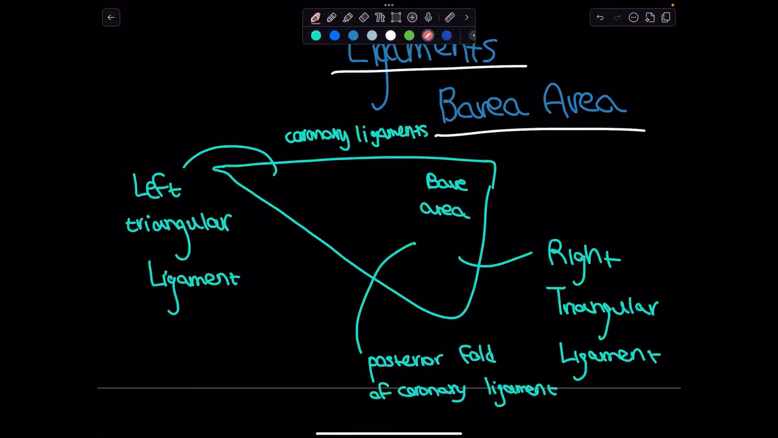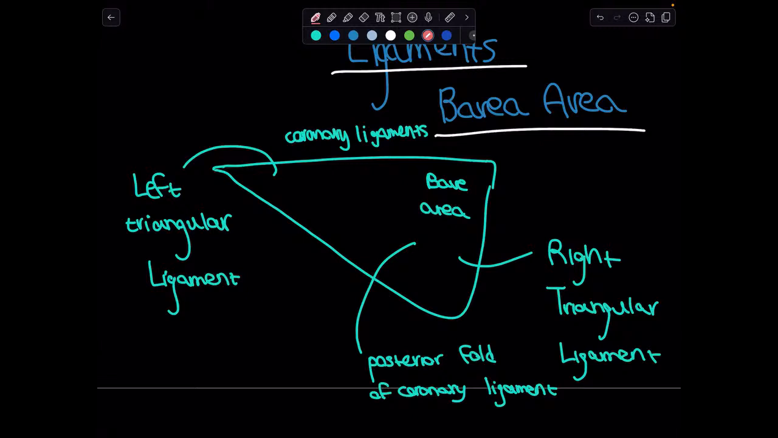Okay, so basically, if we have the visceral view of the liver, then we have a right and left triangular ligament, and we have the left on the left side of the liver, and the right on the right side of the liver, and then we also have the posterior fold of the coronary ligament, which I don't really understand what it does, if you could help me out. And we also have the coronary ligaments, which I don't understand what their function is, to be honest. And we have the bare area, which I don't really understand its location.